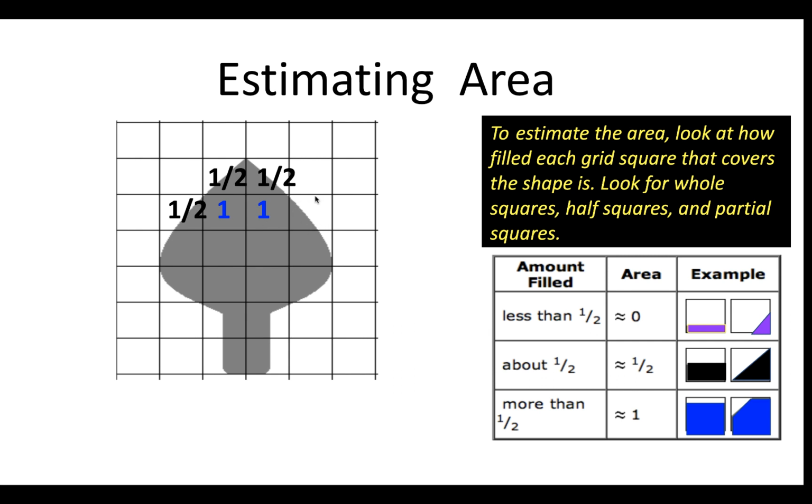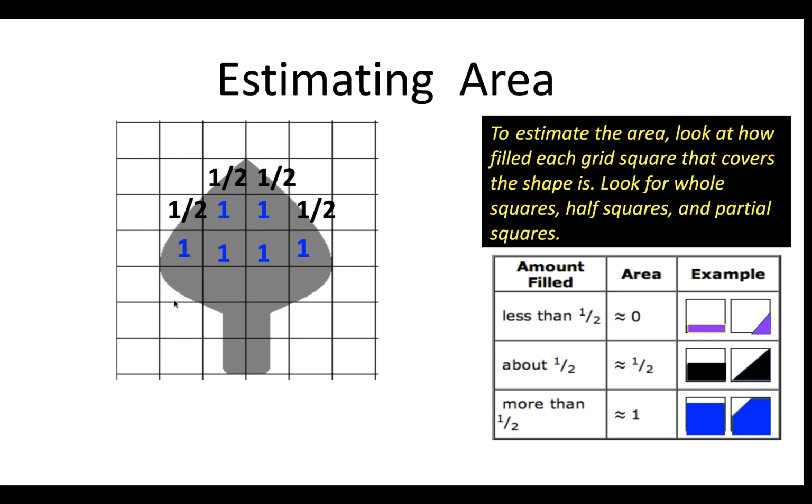Looking at how filled in this grid square is, it actually matches what's over here. So it is about a half. Working down to this one right here, it's not completely filled in, but man, it sure is close. So we'll say about 1. This one is completely filled in. So this grid square right here is going to have an area of 1 square unit. This one is going to have an area of 1 square unit. This one right here is just about filled in. You have a little part missing. So we'll say that this grid square here has an area of about 1 square unit.